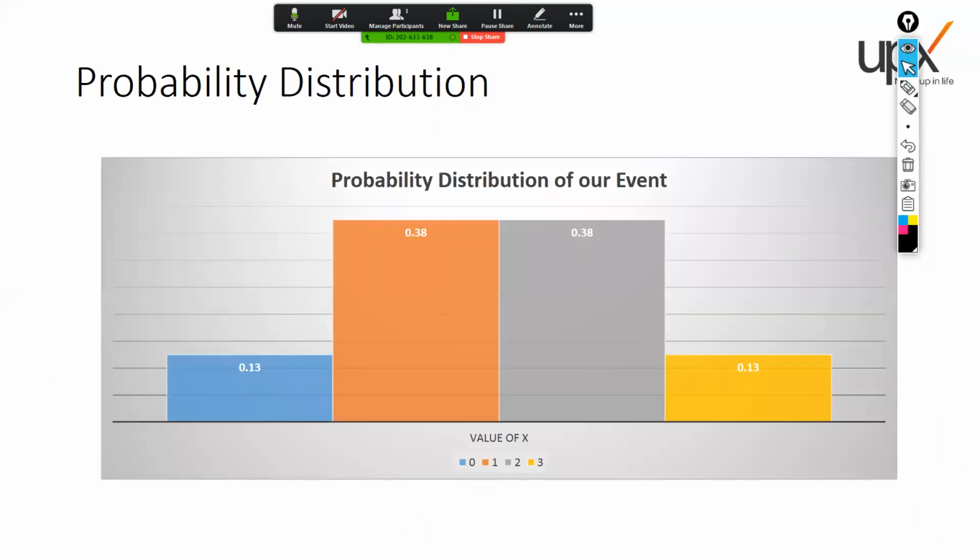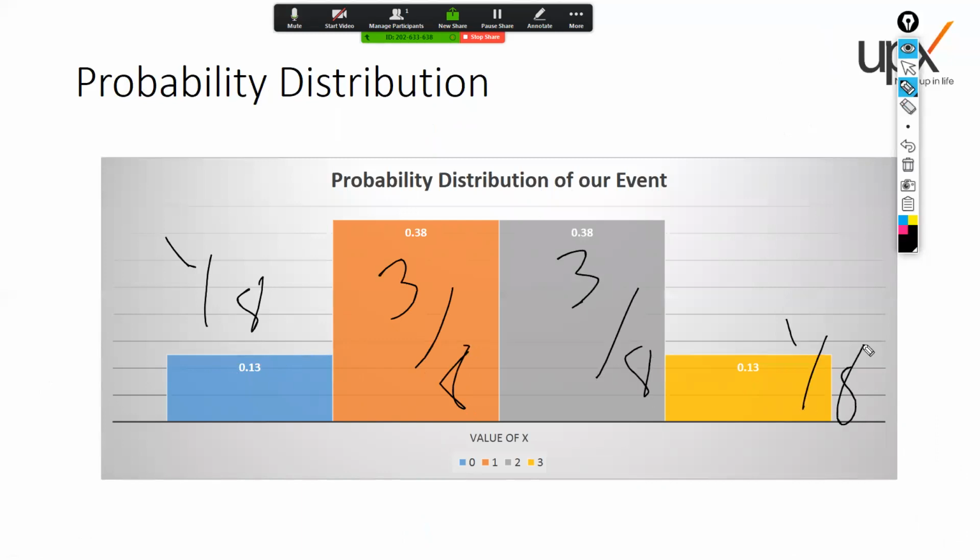So if you plot them out as a probability distribution of our event, then the value of X is going to be 0.13, that is nothing but 1 by 8, 3 by 8, 3 by 8, and 1 by 8, right? X value is on the x-axis, 0, 1, 2, 3. Okay, so that is how you plot it.